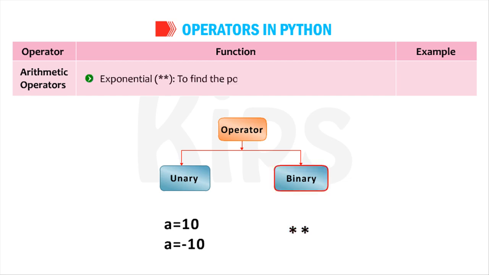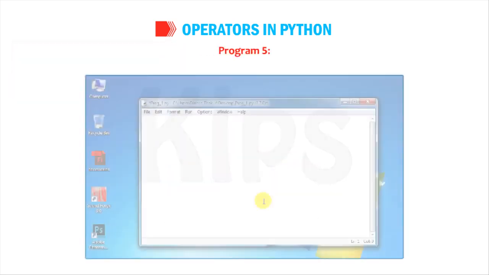Exponential, to find the powers of the numbers: 3 asterisk asterisk 4 equals 81. Program.